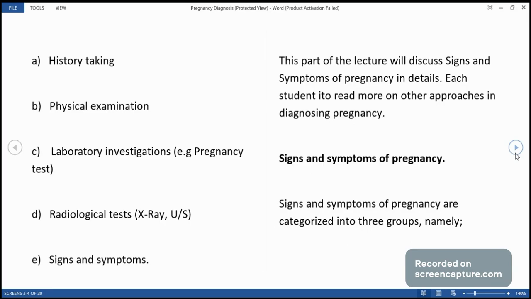Okay. Signs and symptoms: still in history taking, signs and symptoms are also there. We can also use them. So part of this lecture will discuss signs and symptoms of pregnancy in detail. After this, each student is to read more on other approaches in pregnancy diagnosis.